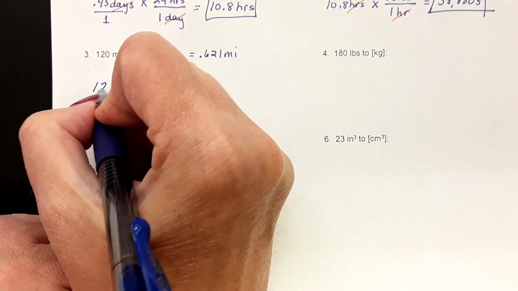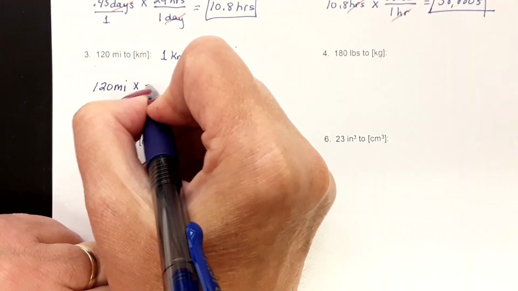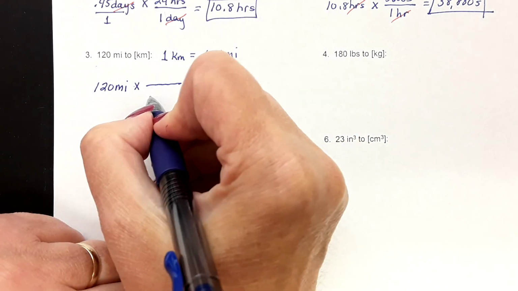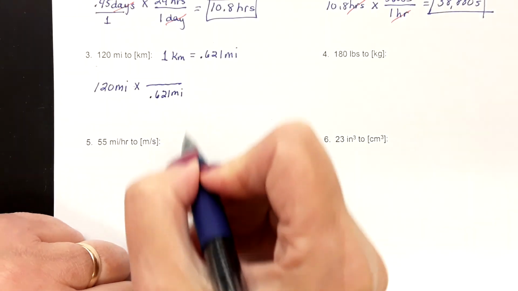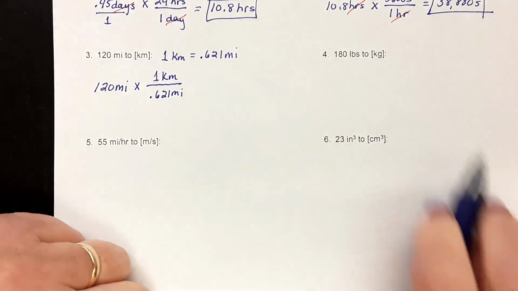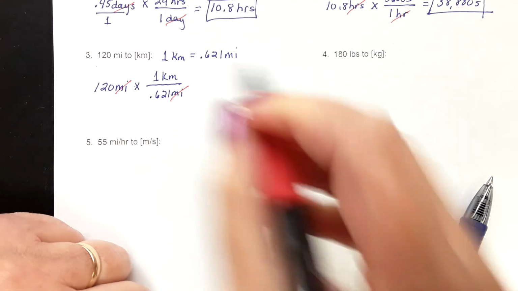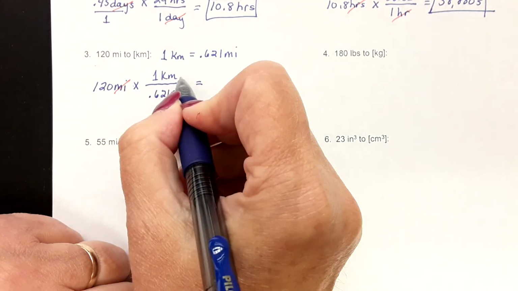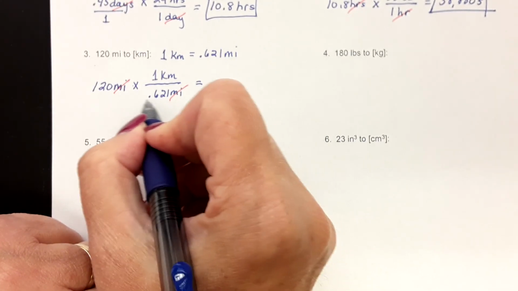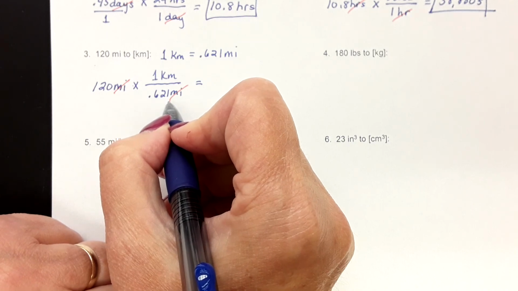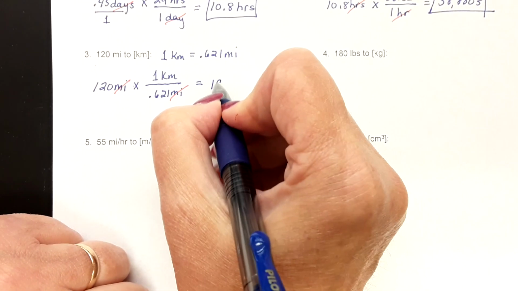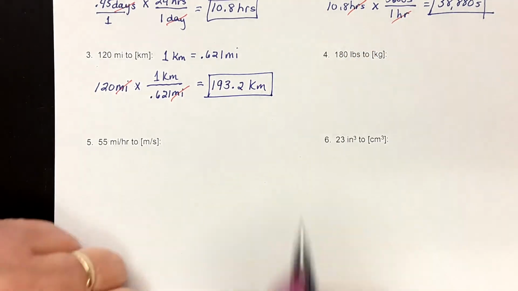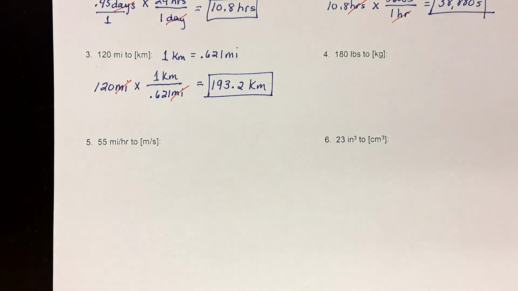So we're going to say 120 miles times our conversion factor. We want the miles on the bottom, okay? So 0.621 miles, and the kilometer on the top, so that now the miles cancel from top to bottom. And notice in this case, when we multiply across the top and divide by the bottom, we got to divide by the 0.621, don't we? Not multiply, so be careful. So we get 193.2 kilometers. How about that? All right, let's do another one.